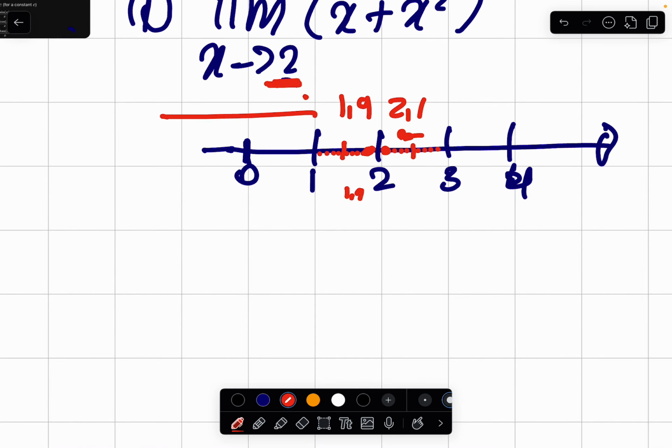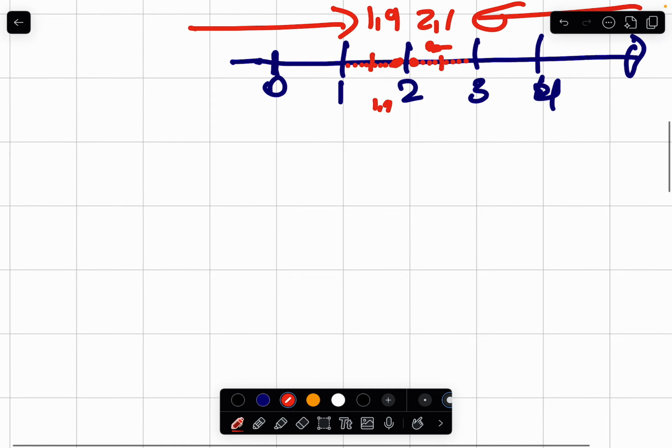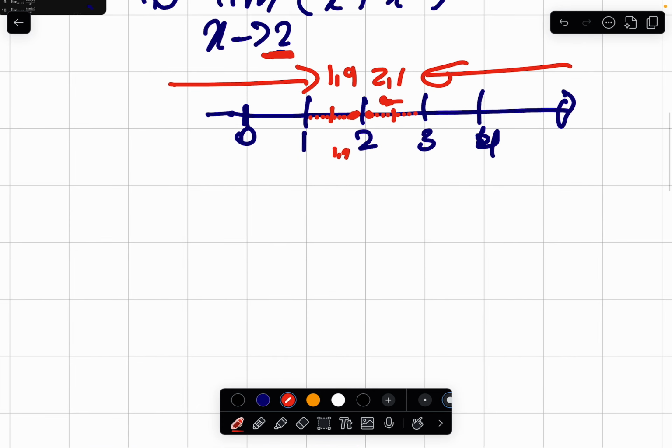So you have to approach 2 from the left and from the right. You have to draw two tables. Draw 2 tables: the one you are approaching from the left and the one you are approaching from the right. That's all you have to draw.